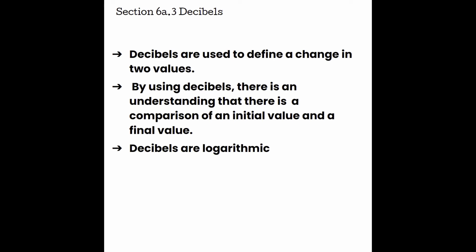And decibels are logarithmic. As I mentioned previously, we were talking about a change in amplitude, a change in intensity, a change in power. We would take the initial intensity, compare it to the final intensity, and be able to describe that change in intensity in decibels. But decibels do not follow a linear scale. They follow what we call a logarithmic scale.